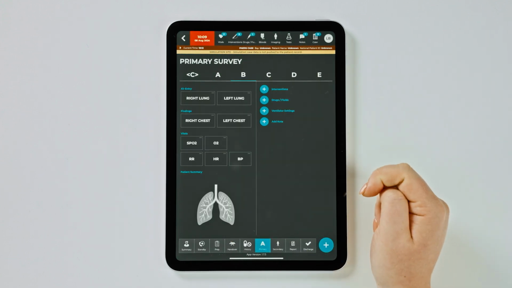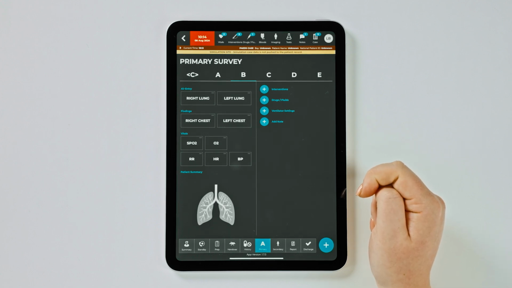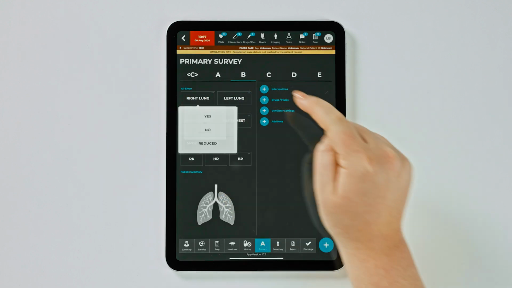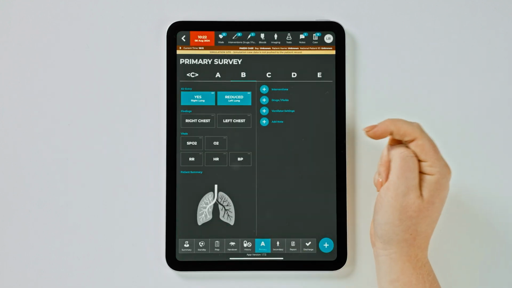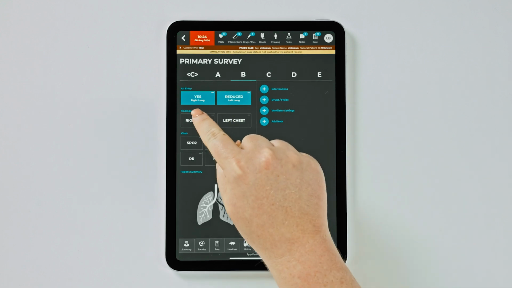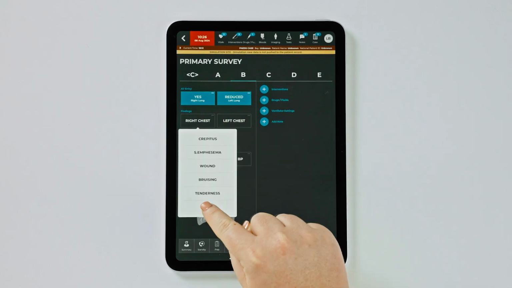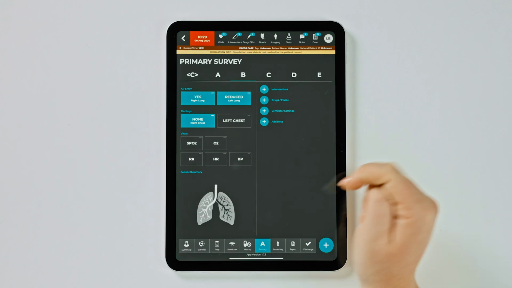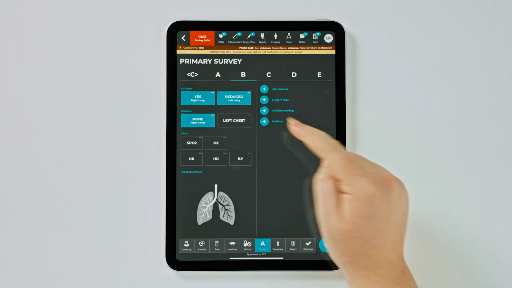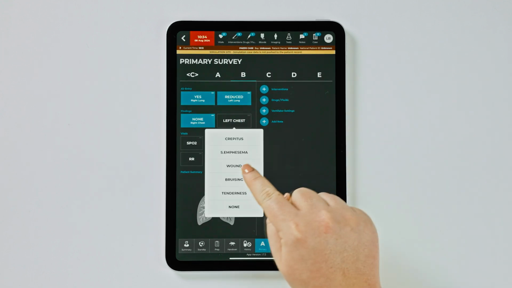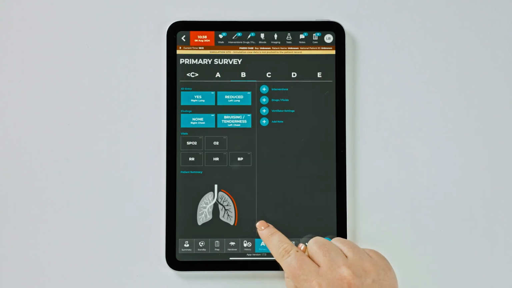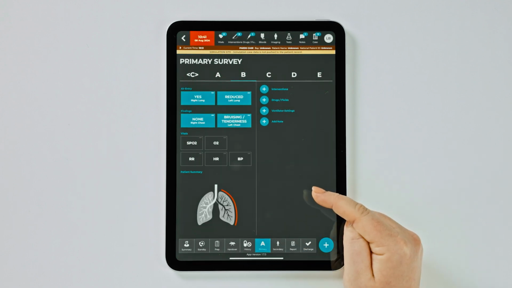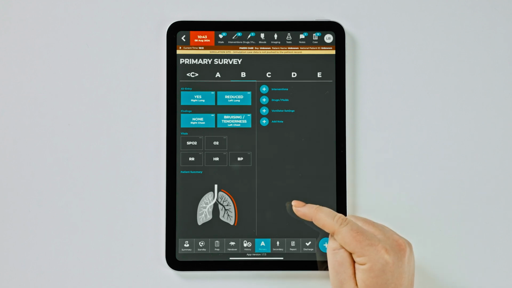Moving on to B for breathing, the ED registrar progresses onto the breathing assessment and auscultates Adam's chest and finds that his right lung has normal air entry, however his left lung has reduced air entry. There are no signs of any open wounds on the chest and no signs of cuts or bruising on the right hand side. However, on the left hand side, there is some evidence of bruising and tenderness.